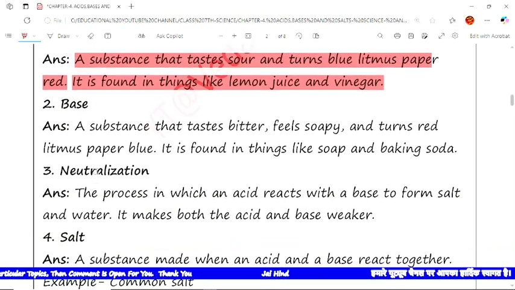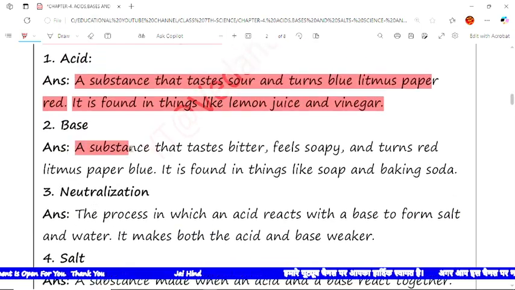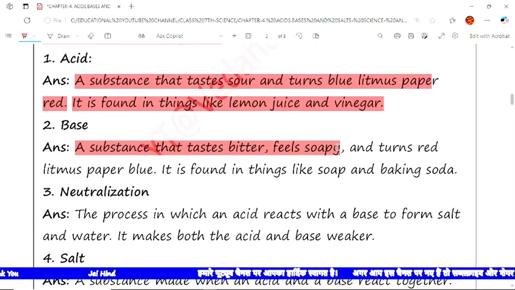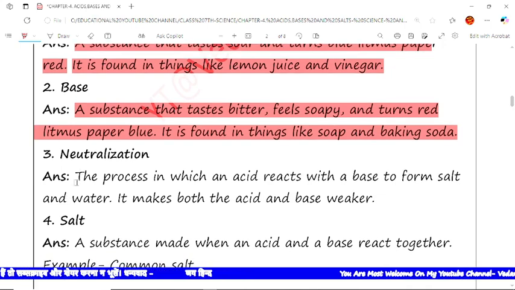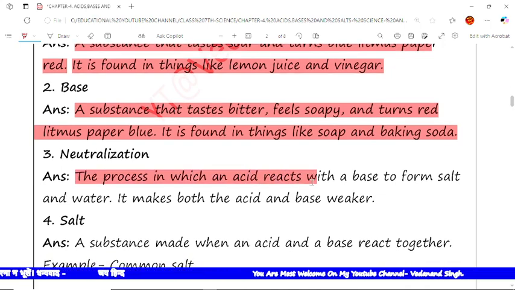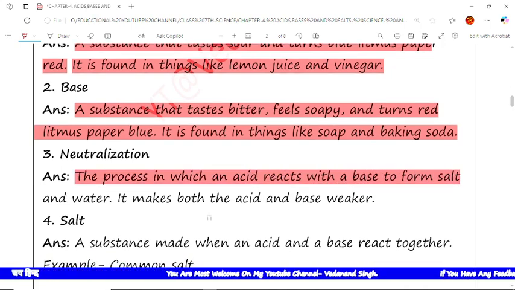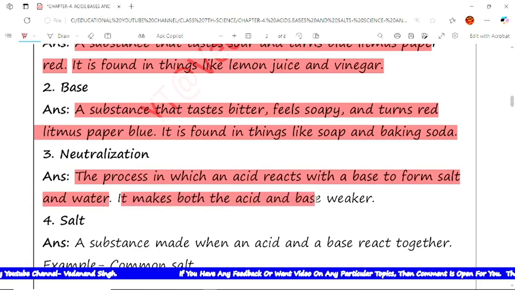Now question B. A base is a substance that tastes bitter, feels soapy and turns red litmus paper blue, and it is found in things like soap and baking soda. And neutralization is a process in which an acid reacts with a base to form salt and water. That is the first point. In the second point you may write that it makes both acid and base weaker. Neutralization.